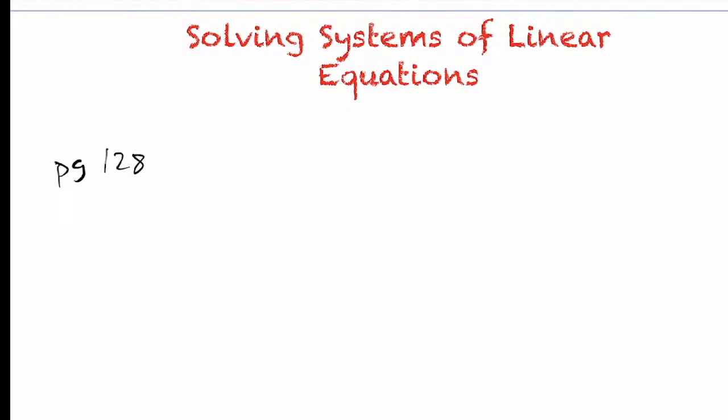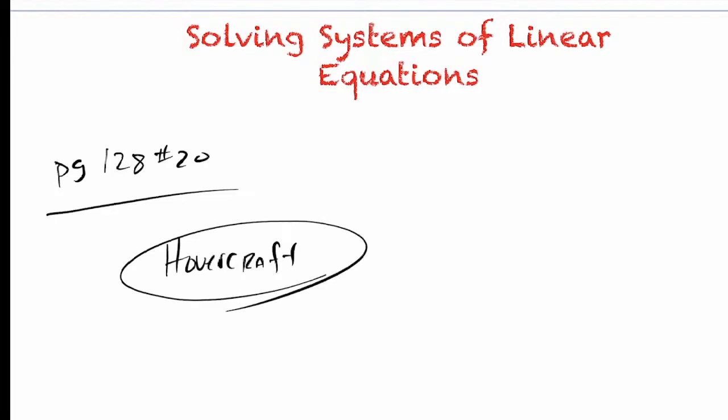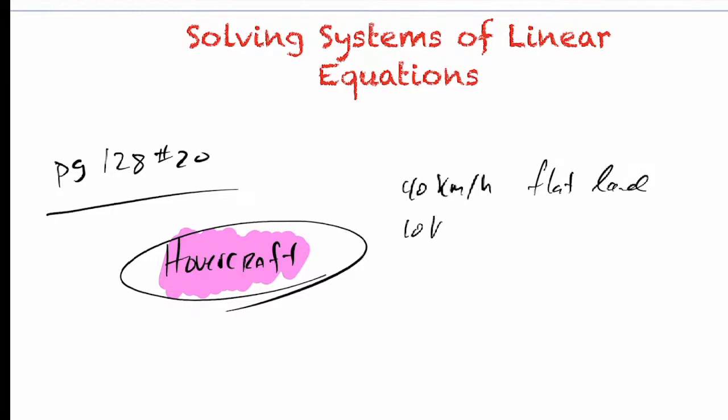Okay, so Lena's looking for page 128, number 20 here. So that's the hovercraft question. With this question, we have ourselves this hovercraft, right? This is 128, number 20. And what they tell us in the question is that it goes 40 kilometers an hour over flat land. And then it has a slower speed of 10 kilometers an hour, and that's over rough water. So over water, it's going much slower.